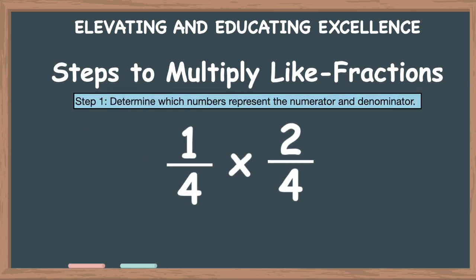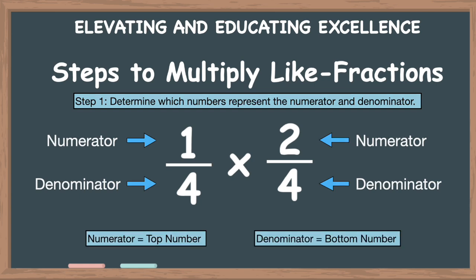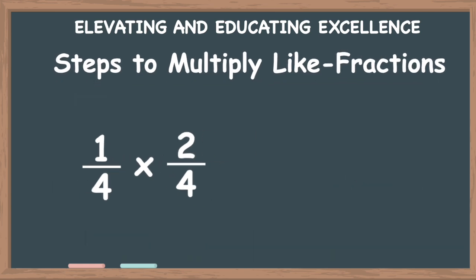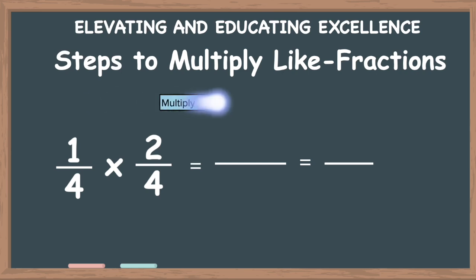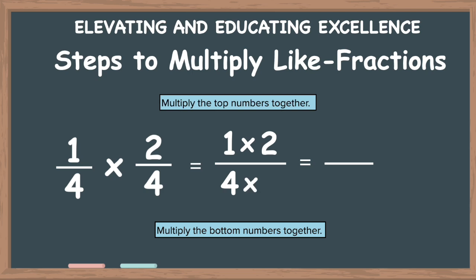So let's determine which numbers are the numerator and the denominator. The numerator is the top number of the fraction. The denominator is the bottom number of the fraction. So remember, numerator equals top number, denominator equals bottom number. So now let's multiply the top numbers together. So what we're going to do is write 1 times 2. And now let's multiply the bottom numbers together. We're going to write 4 times 4.